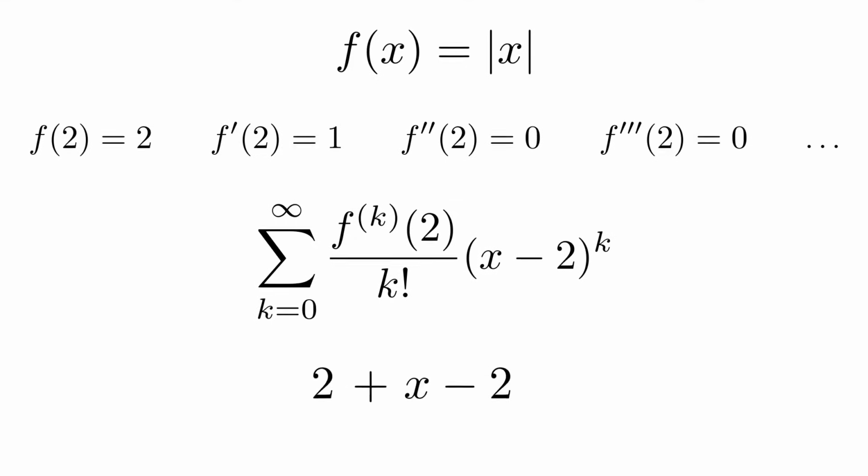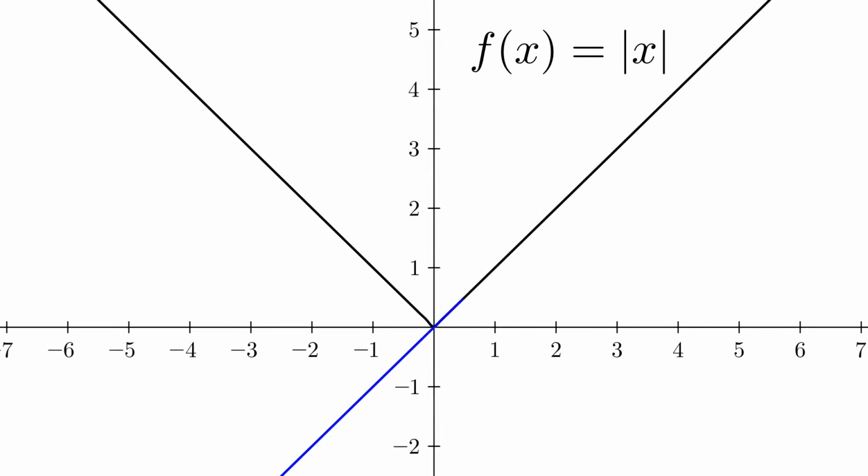Putting this into our Taylor series formula, we obtain the not too sophisticated Taylor series for absolute value of x centered at 2: x. Drawing the graph of the function x on top of the graph of absolute value of x, we see that it works on this side, but not over here. The way to interpret what has happened here is that the Taylor series is telling us that if a function looks like this over here, then that function should just be the function x.